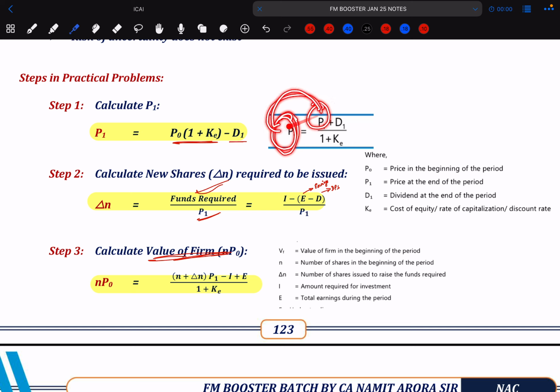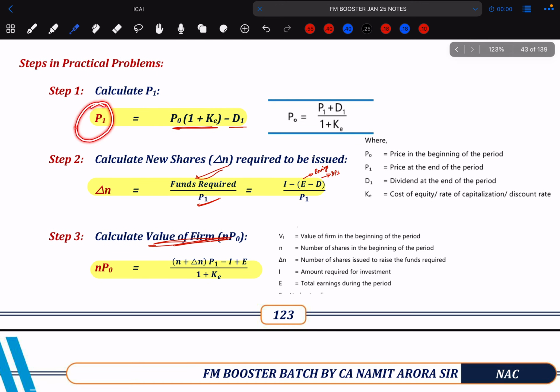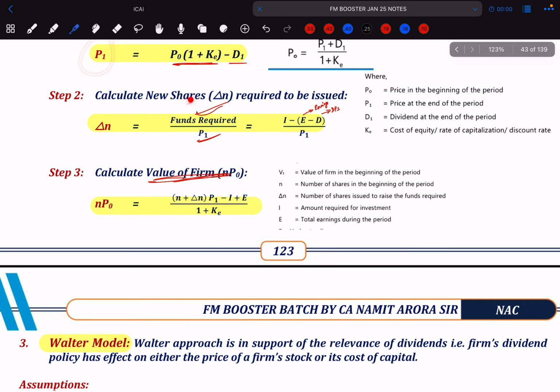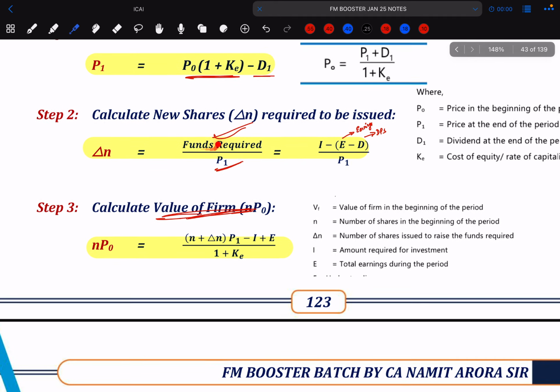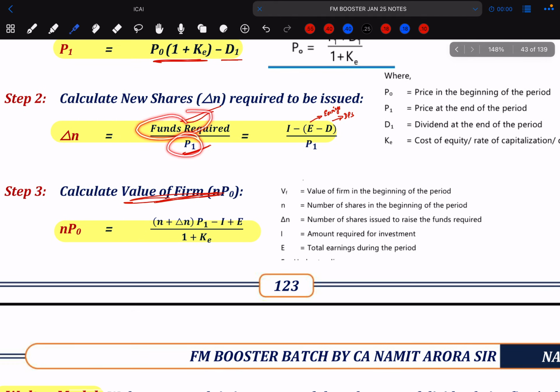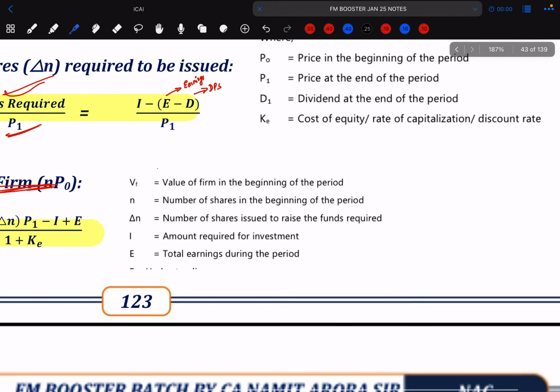Just have to use it interchangeably. So if you want to find P0, that is yesterday's or today's opening balance, in that case you have to use this formula. And if they have told you to find out the price at the end of the period, in that case go for this formula. And when it comes to new shares, simple thing: funds required divided by P1. Funds required, they have used this one.